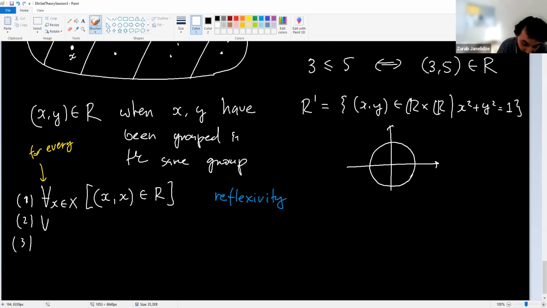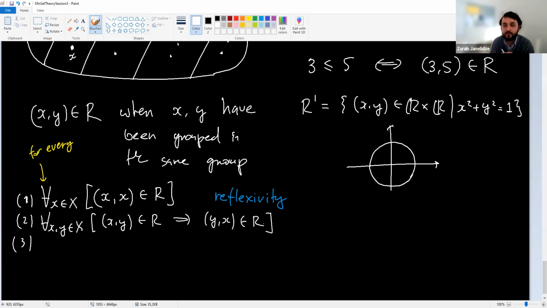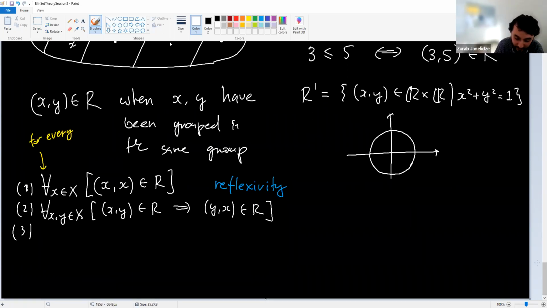Then another property is that if we have 2 things, X and Y, and they are in the same group, then also Y and X should be in the same group. And that's also quite obvious, right? If X and Y belong in the same group, then it doesn't matter in which order we describe that they belong to the same group. The order of X and Y doesn't matter. This property is called symmetry.